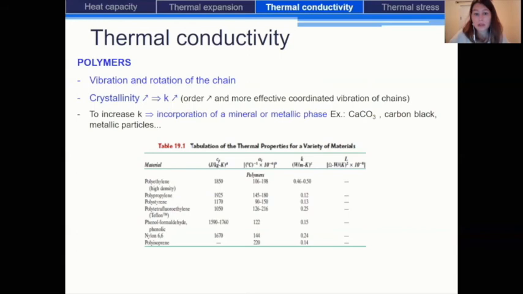And what can be done if we want to increase the value for thermal conductivity of polymers? Because as you see in this table on the third column, you can see very, very low values of thermal conductivity. What can be done to increase it? We can add mineral or metallic phases, so some particles, and we can create a composite. So for example, calcium carbonate or carbon black metallic particles enable us to increase this value.